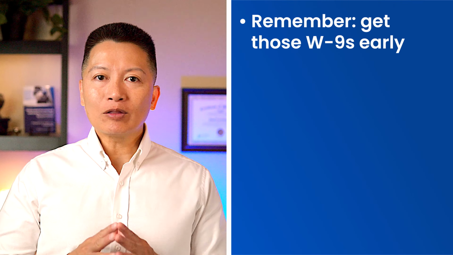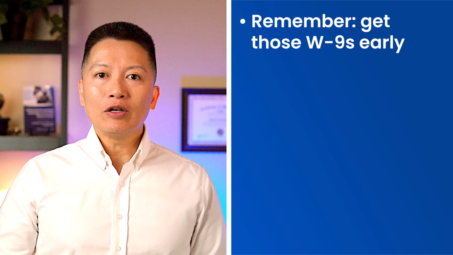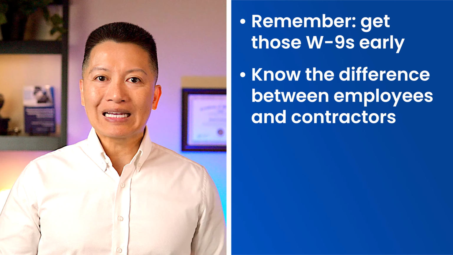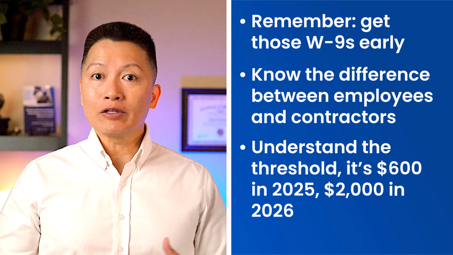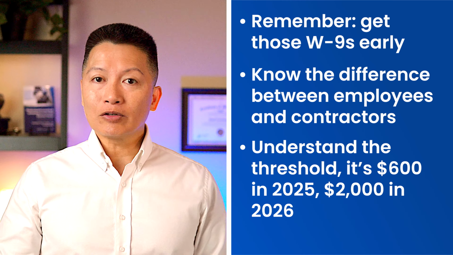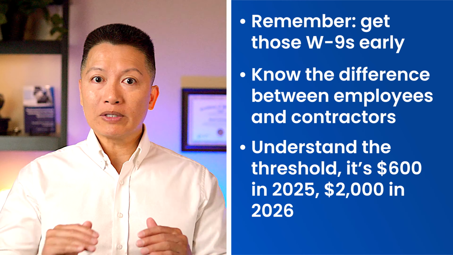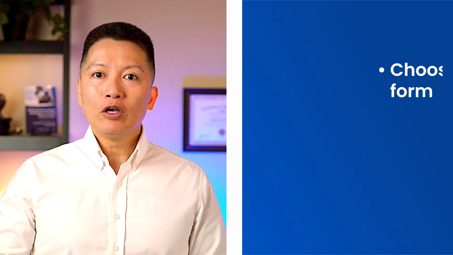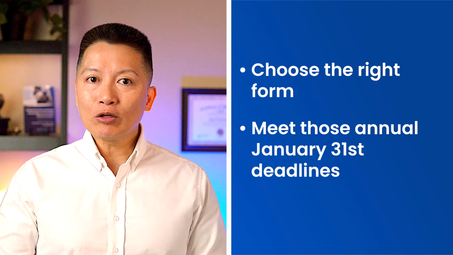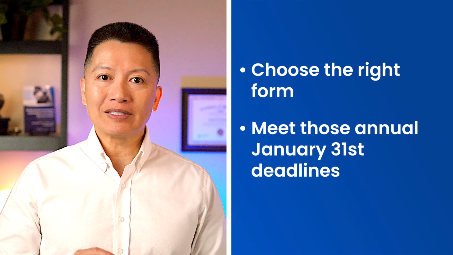Dealing with 1099s might seem like a lot of work at first, but once you understand the basics, it's really pretty straightforward. Remember, get those W-9s early, know the difference between employees and contractors, understand the threshold. It's $600 in 2025, $2,000 in 2026, and will be adjusted for inflation thereafter. Choose the right form and meet those annual January 31st deadlines.